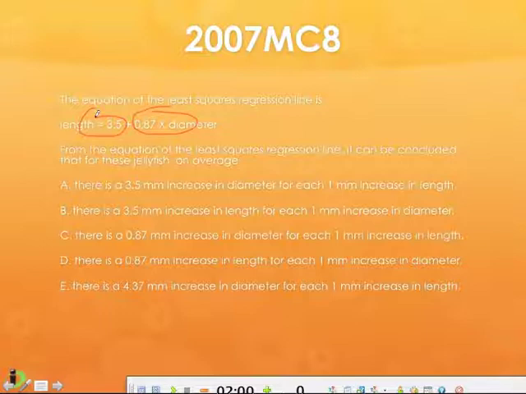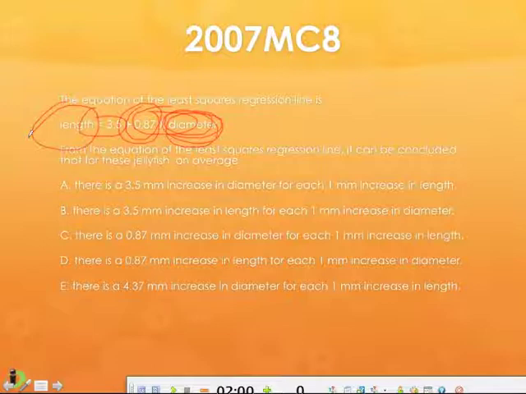For every increase in diameter, what does the gradient do? Increase by 0.87. So it needs to be a 0.87 increase of length for every increase in diameter, doesn't it? That's what that equation is saying. For every 1 millimetre increase in diameter, you're going up 0.87 of your length. Does that make sense?